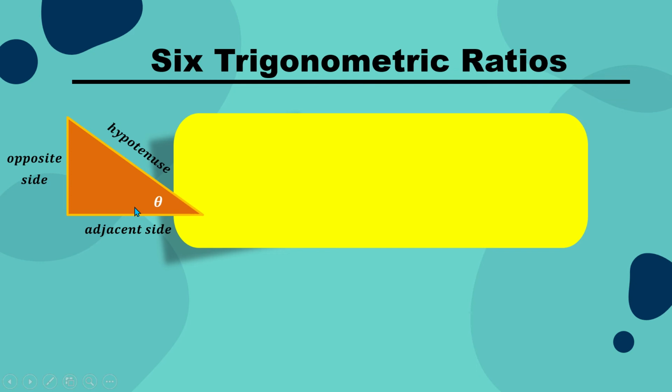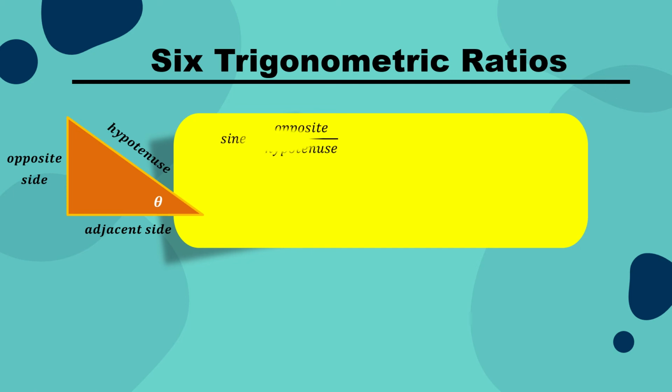Opposite, and the other leg, the adjacent side. Well, the longest side is what we call the hypotenuse. So, in a right triangle, there are 6 trigonometric ratios that can be derived using the 3 sides of a right triangle, namely the opposite side, the adjacent side, and the hypotenuse, including the reference angle theta.